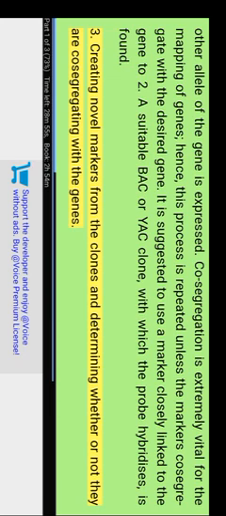3. Creating novel markers from the clones and determining whether or not they co-segregate with the gene. 4. Co-segregating markers are searched for by repeated screening of the genomic library until they are found. 5. Genes are identified from the BAC or YAC clone after co-segregation of markers. 6. Genetic transformation is performed to restore the wild-type phenotype. 7. Genes are then sequenced and their functions are determined.